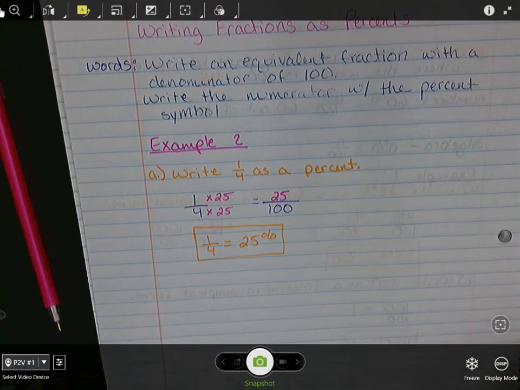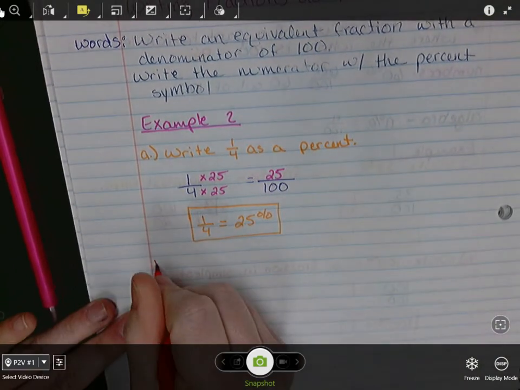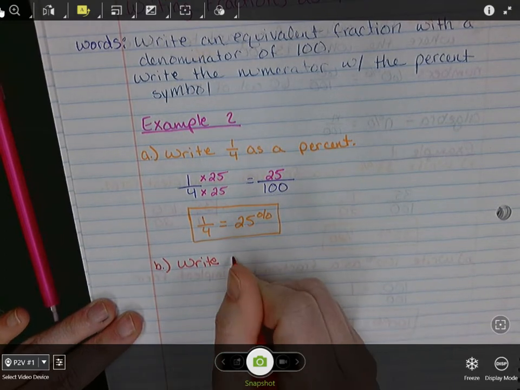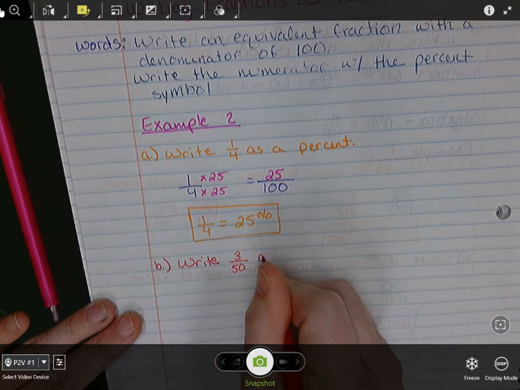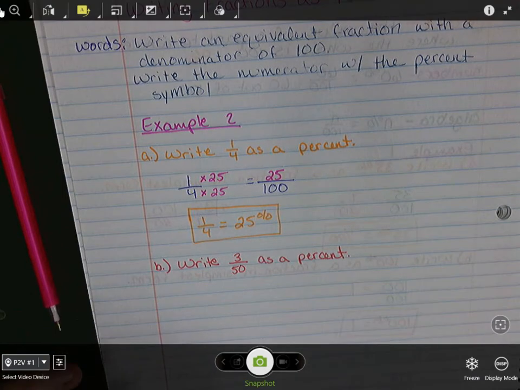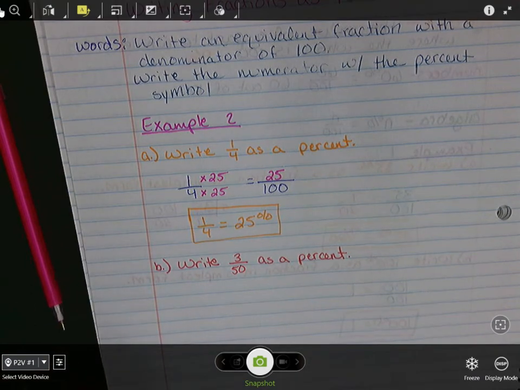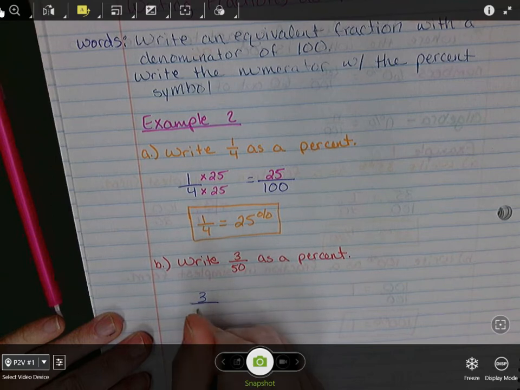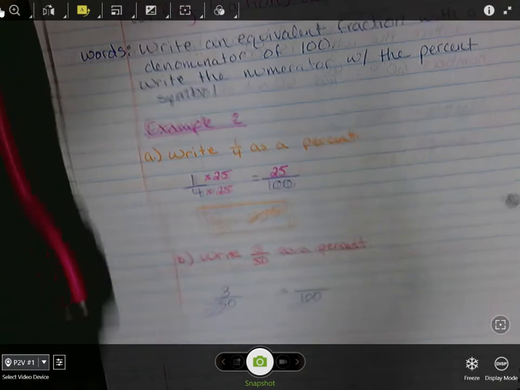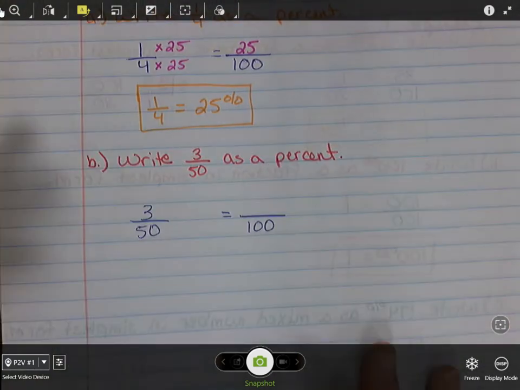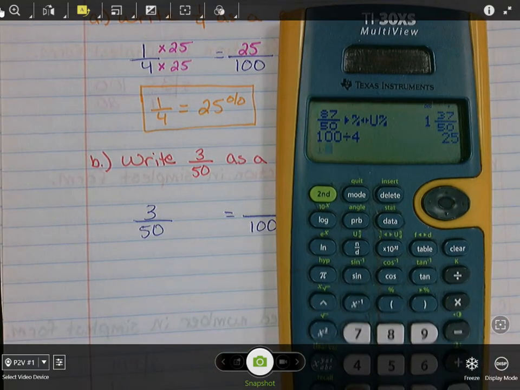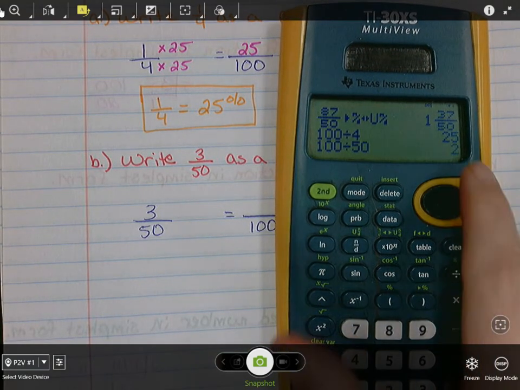Okay, let's try another example, part B. Write 3/50 as a percent. All right, so start off with your 3/50, and we need to rewrite it so that it has a denominator of 100. Remember again, the way to figure out what to multiply this by is you do 100 divided by 50, and that gives us 2.